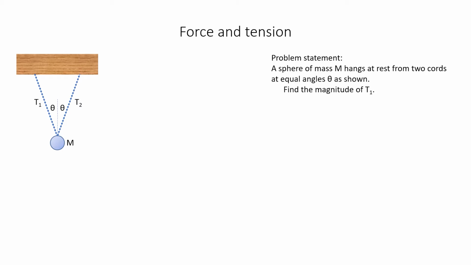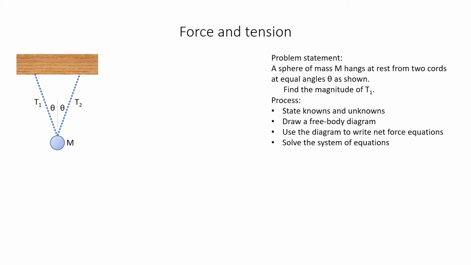A sphere of mass m hangs at rest from two cords at equal angles theta, as shown. We'll find the magnitude of tension 1. Our process will be to start by stating knowns and unknown variables, draw a free body diagram, use the diagram to write net force equations, and then solve the system of equations we've written. Our knowns are the mass of the object and the angle theta, and the unknown that we want is the tension. We call it tension 1 here.